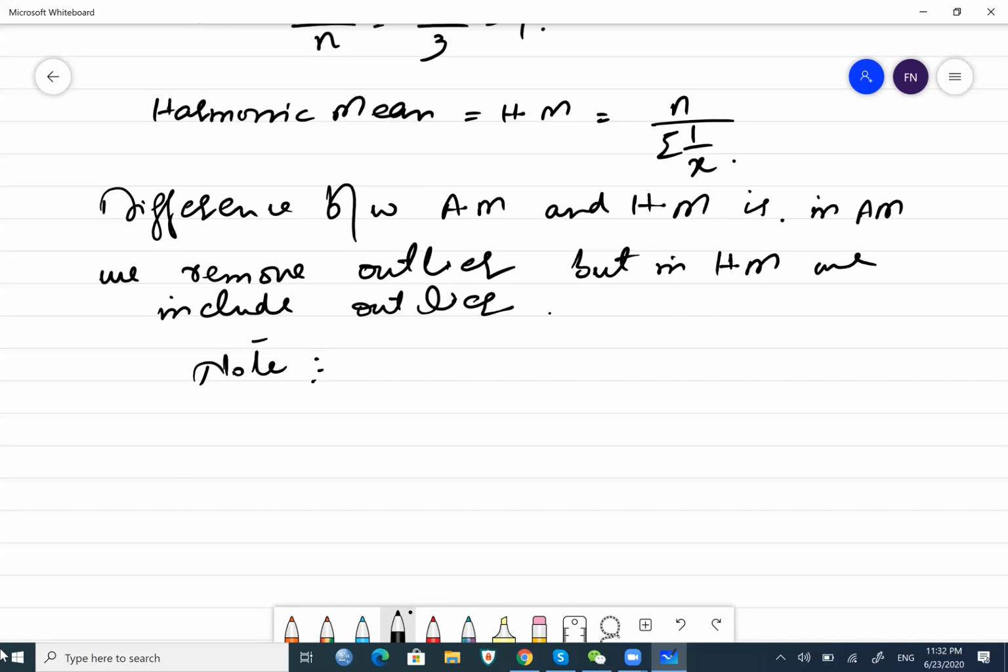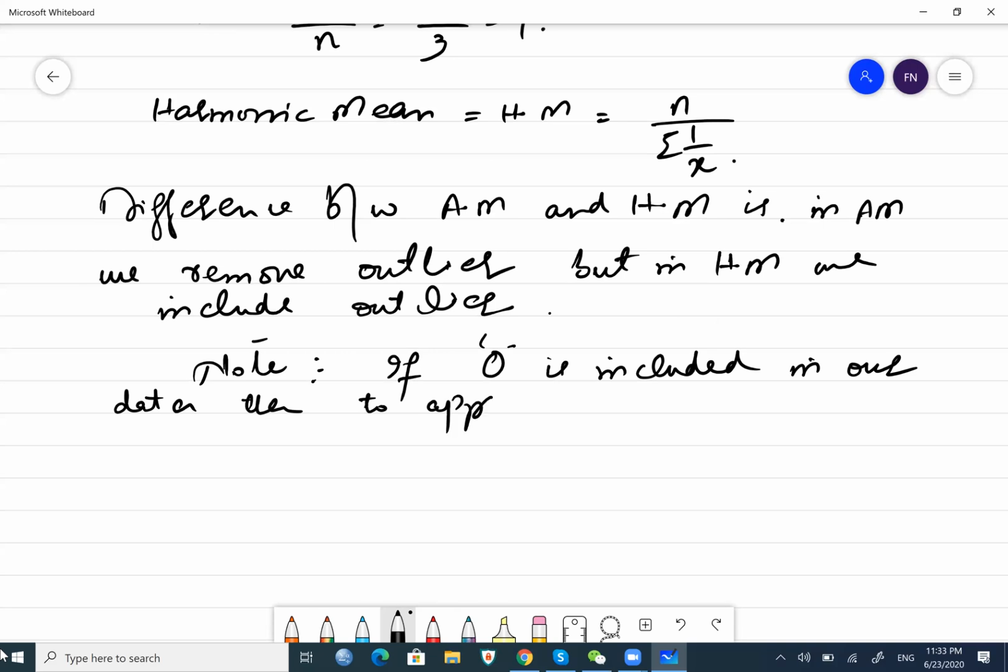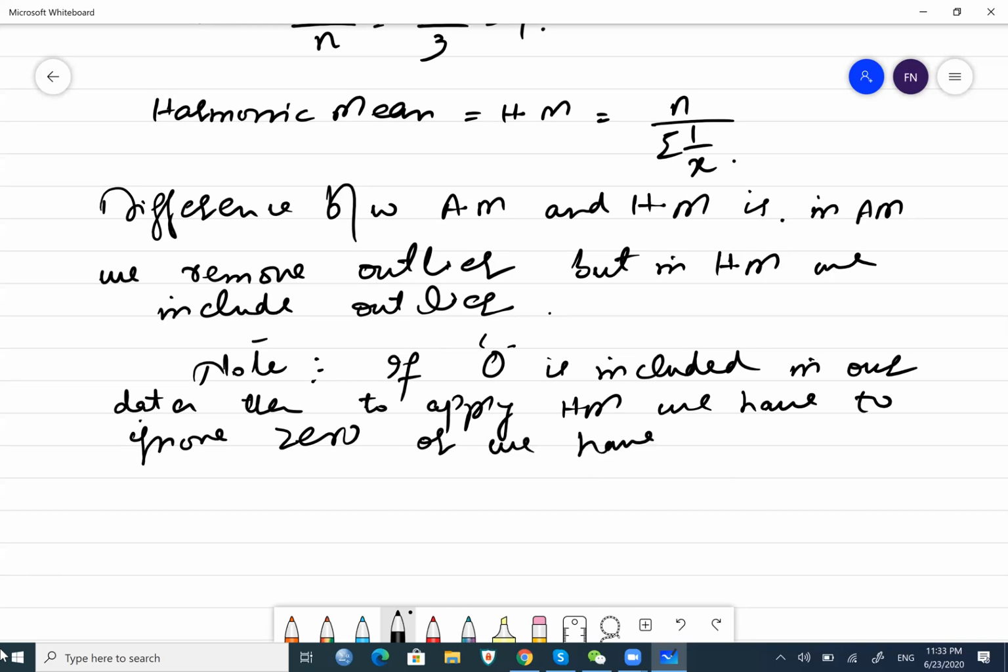What is that note? If 0 is included in our data, then to apply harmonic mean, we have to ignore 0, or we have to apply arithmetic mean. What does it mean? I explain this note.